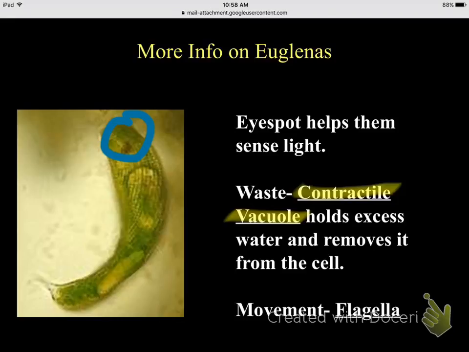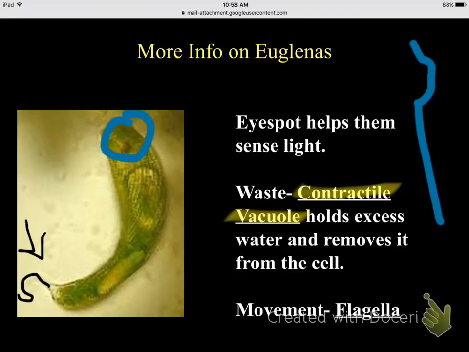The euglena moves by flagella, which you can't really tell in this image, but there's a little black tail, like that I just drew, on the back of the euglena, and that's called a flagella. A flagella is just a fancy scientific word for a whip-like tail. The way that I remember it is I think of a flag on a flagpole, just kind of waving in the wind, and that's kind of like the flagella in the water. It just kind of waves back and forth in the water and propels the euglena and helps it move.